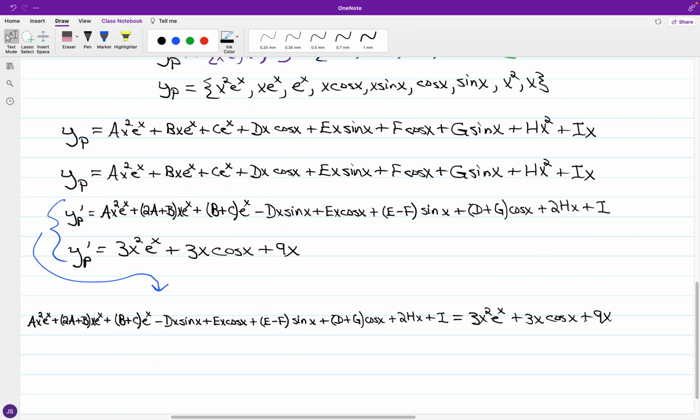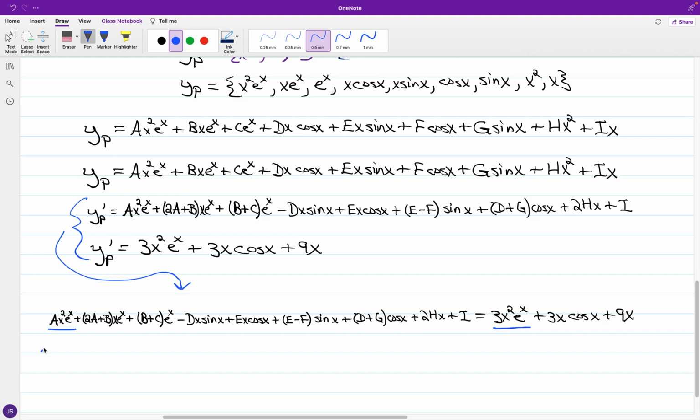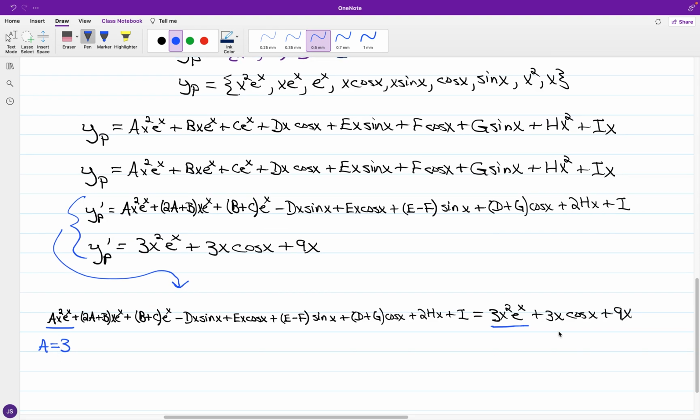if we look at the corresponding parts, for x squared e to the x, notice we have coefficient a on the left, coefficient of 3 on the right. So we can go ahead and say that a is equal to 3. And for x cosine of x, I have 3 on the right, and I have e on the left. We can say that e is equal to 3.